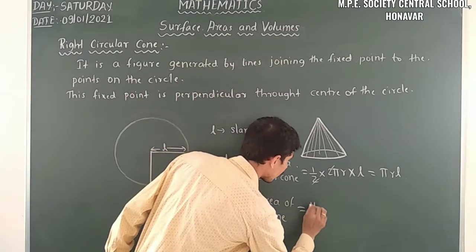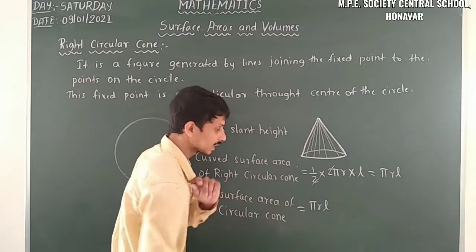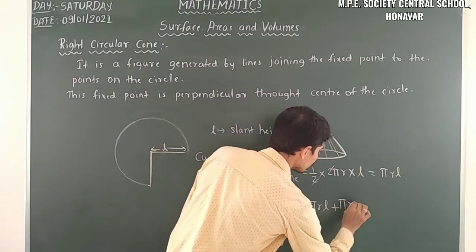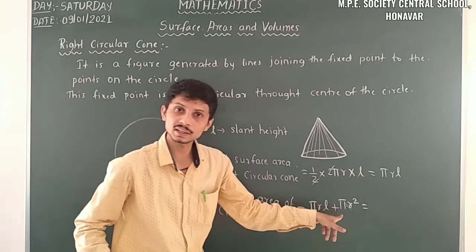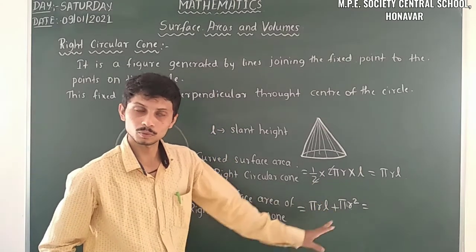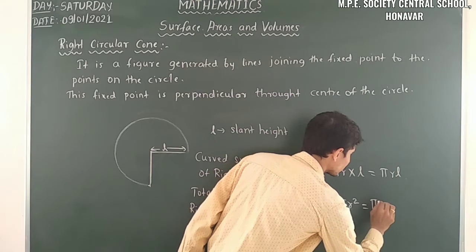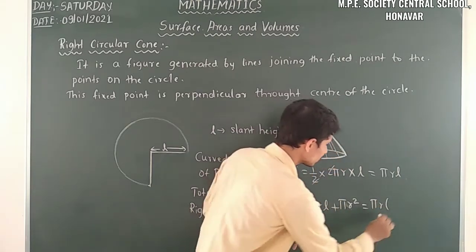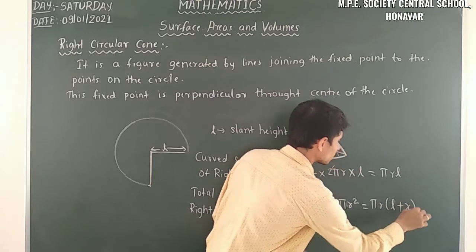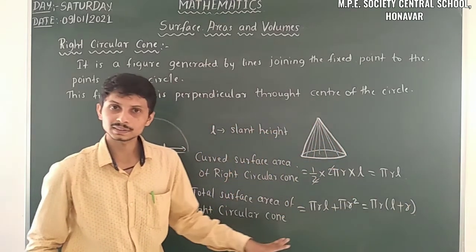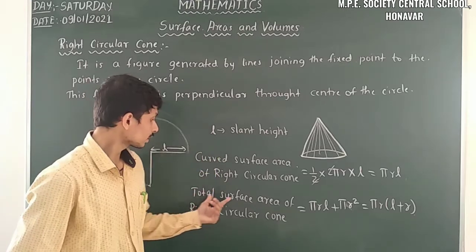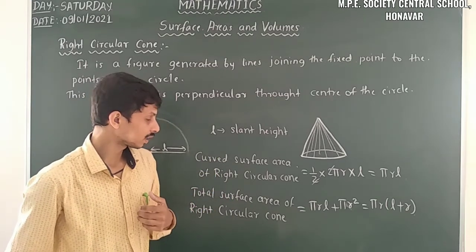That is pi r L, the curved surface area, plus pi r square, the area of the base circle. Here just observe, pi r is common for both. So let us take out pi r here. From this case we have L, and from this case we have r. So pi r into (r plus L), or pi r into (L plus r), is the total surface area of the right circular cone here.